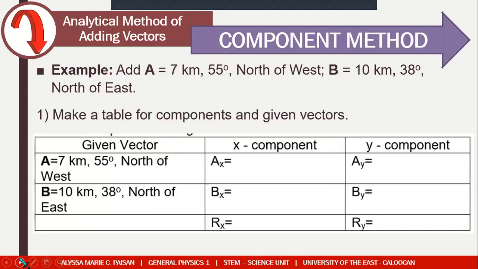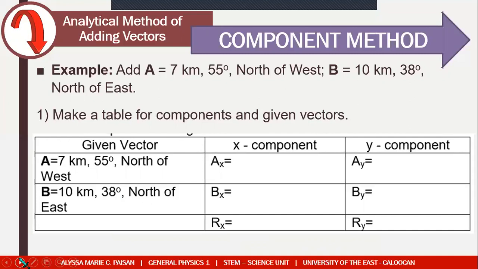So for example, in this condition, we have to add vector A, 7 kilometers, 55 degrees north of west, and then vector B, 10 kilometers, 38 degrees north of east. As you may notice, both of them are relative to the x-axis. One is relative to the negative x-axis, that's the north of west, and then the other one is relative to the positive x-axis, which is the north of east.